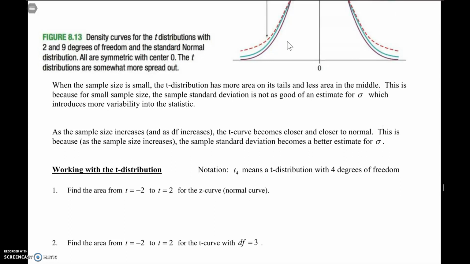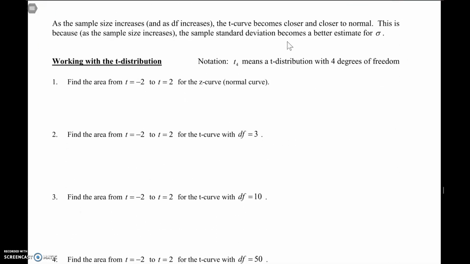So, working with the t-distribution. What do you need to know how to do? Well, you need to know how to calculate areas and critical cutoffs with a t-distribution just like you do with the normal distribution. So let's do some examples. t sub 4 means a t-distribution with 4 degrees of freedom. That's the notation.